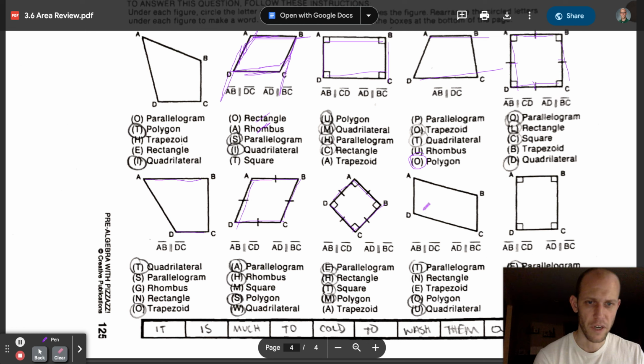This is looking like a parallelogram where we have AB to DC parallel and AD to BC, so parallelogram. Not a trapezoid because there's more than one set of parallel sides. Not a rectangle because there's no right angle. It is a polygon because it has many sides, and it is four-sided, so it's a quadrilateral.